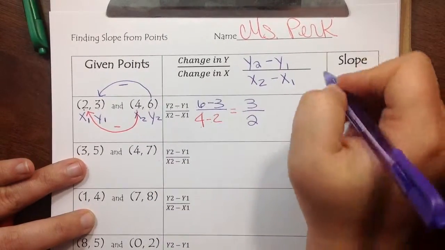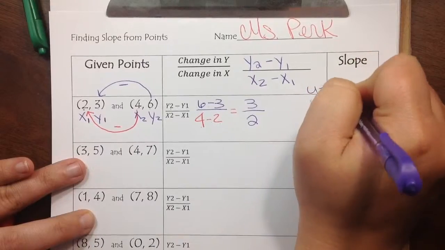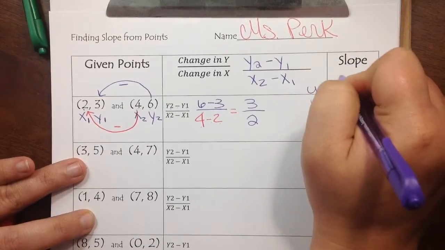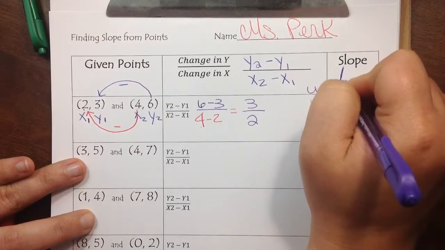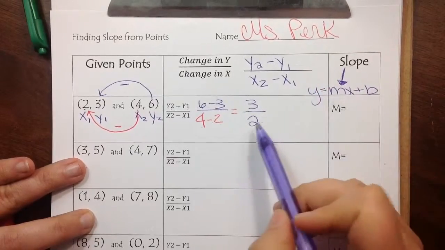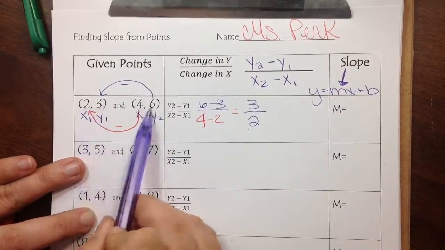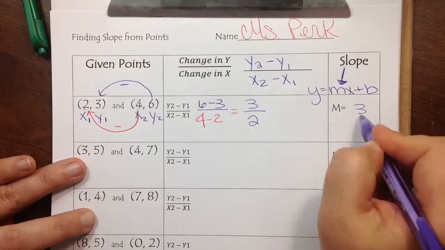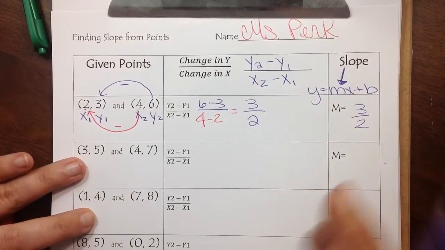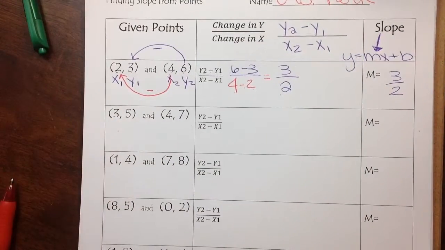Therefore my slope, which I know the formula is y equals mx plus b, this right here, this m, is our slope. So our slope of these 2 points would be 3 over 2. So let's do the next one.